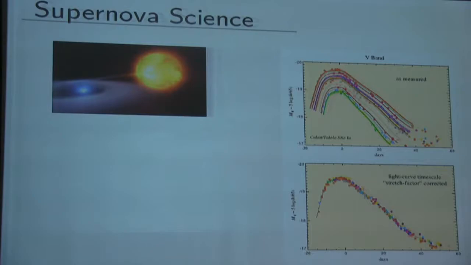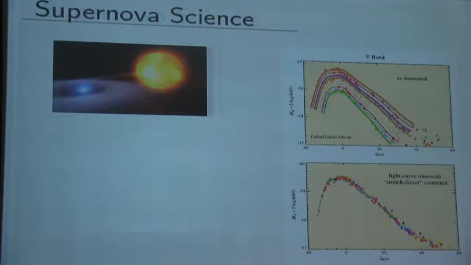They're actually standardizable candles. So if you plotted light curves, so this is a light curve for a supernova, brightness as a function of time. It explodes, it gets very bright, and then you get radioactive decay, and it eventually fades away over a period of, you know, several weeks. Now, if you plot a bunch of light curves from a bunch of 1As, they look like this. You can see they're similar, but they're not the same. They don't lie on top of each other.